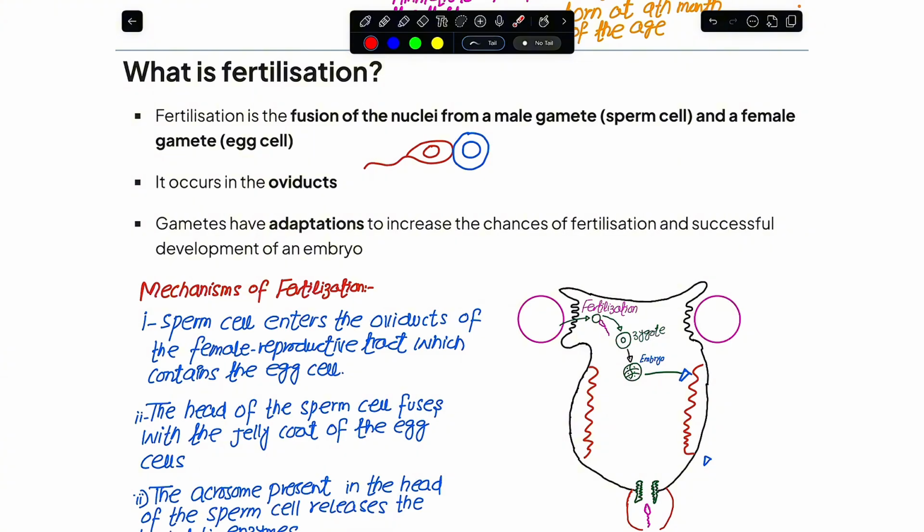And from the MCQ and the theory point of view, it is important for all of you to know where fertilization actually occurs. Fertilization takes place within a part of the female reproductive tract that we refer to as the oviducts. Both the sperm cell and the egg cell have their own adaptations that allow for successful fertilization, and later we make the zygote and the embryo out of it.